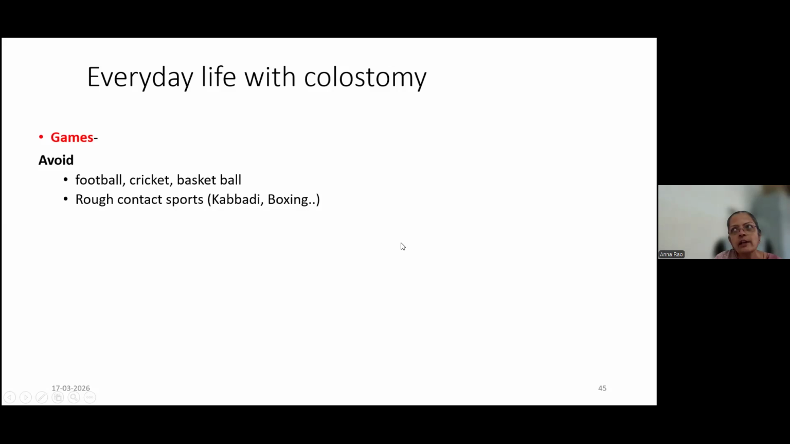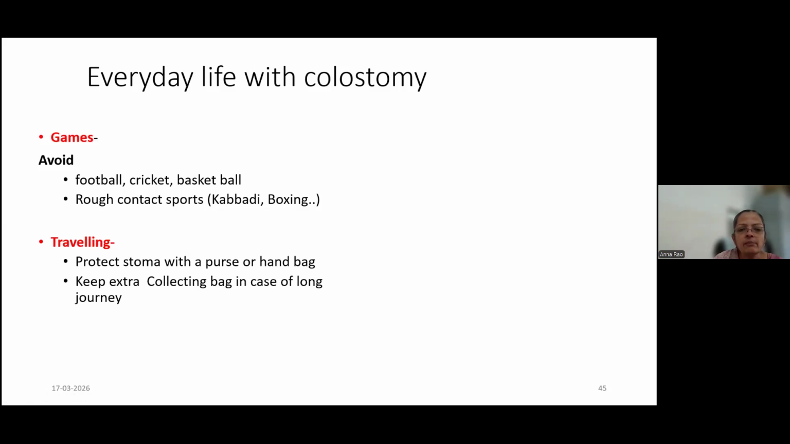So like what kind of games he can play. So avoid contact games like football, cricket, basketball, where dashing into each other may occur. Okay, kabaddi, boxing can be avoided. Then traveling, you can say protect the stomach with the help of some bag or purse like that, right? So they can do so.